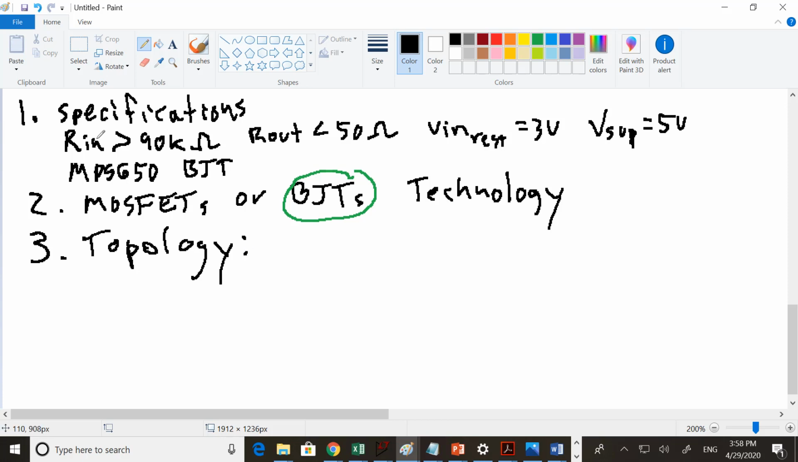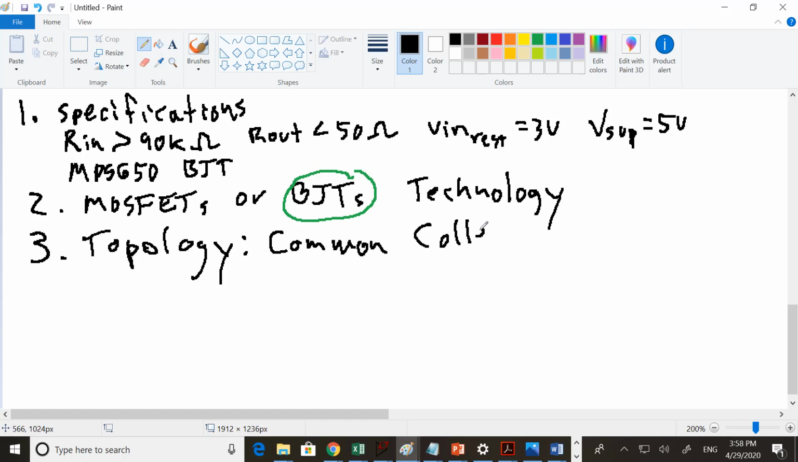So in the specifications, I see a really high Rin and a really low Rout. And if you go back and look at that table, again, we haven't summarized in class, you'll see that the only amplifier that has a high Rin and a low Rout is a common collector.